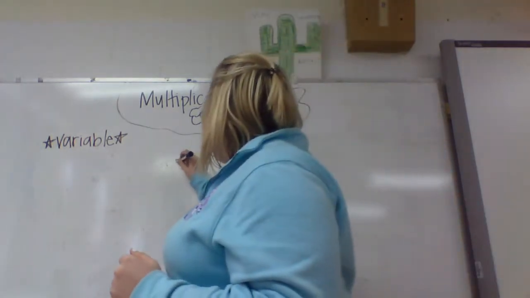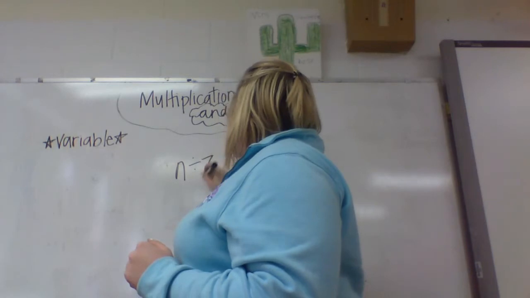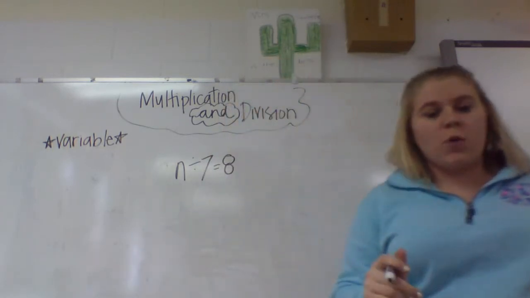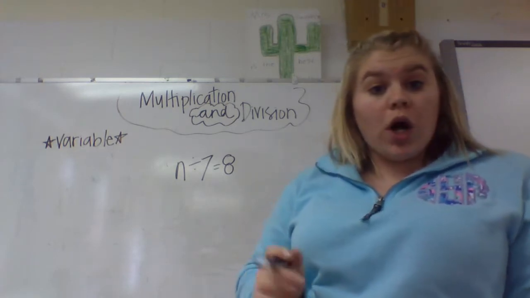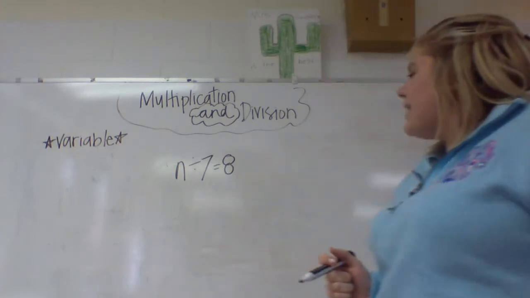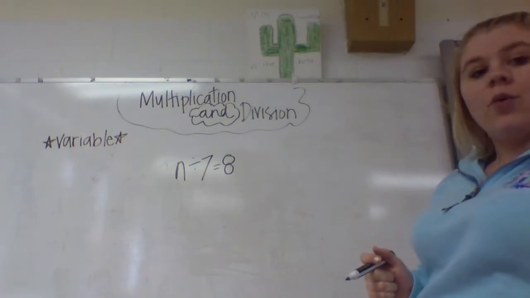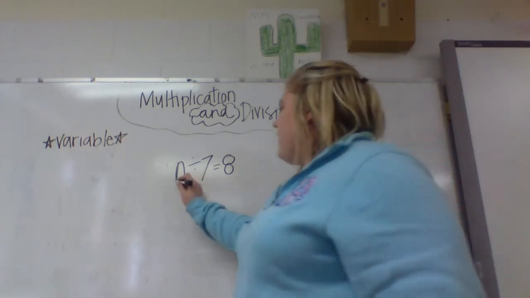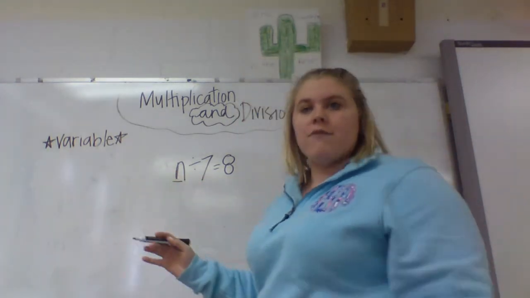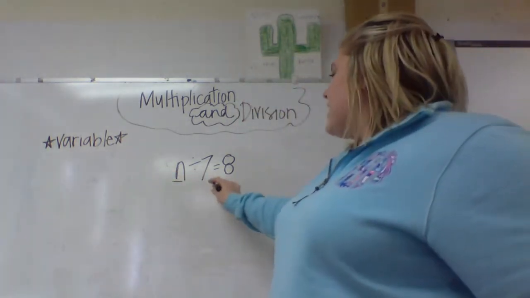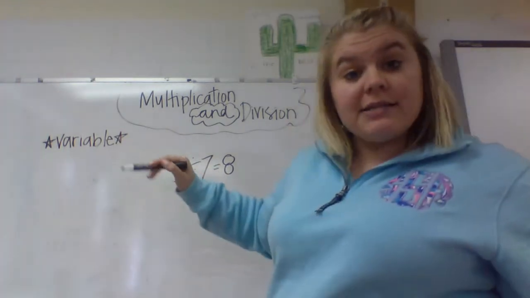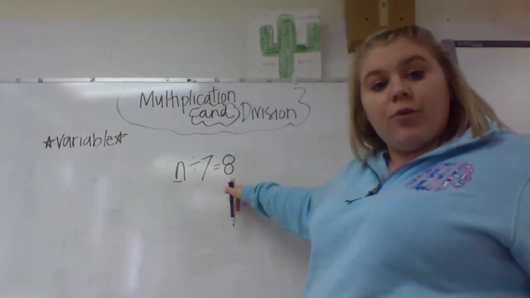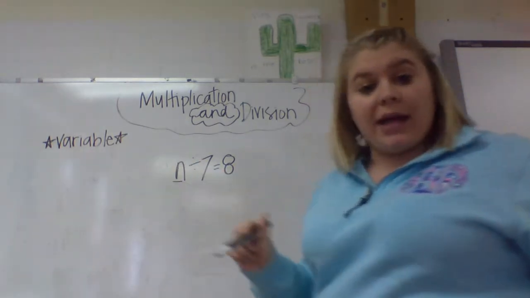So if we look at n divided by 7 equals 8, that's one of the equations on your lesson for today. Whatever n is, if you divide it into 7 different groups, there are 8 pieces in each group. So that means that n has to be our biggest number.